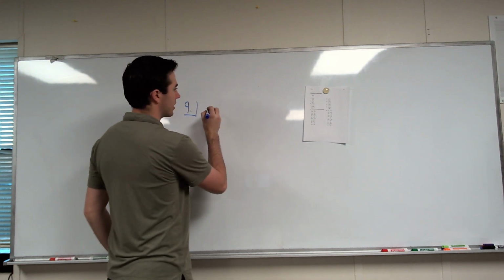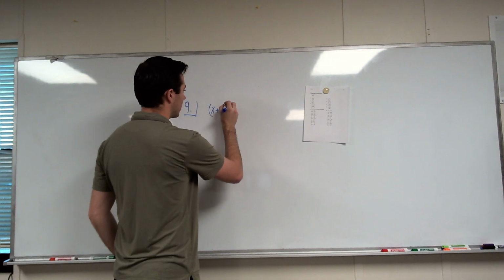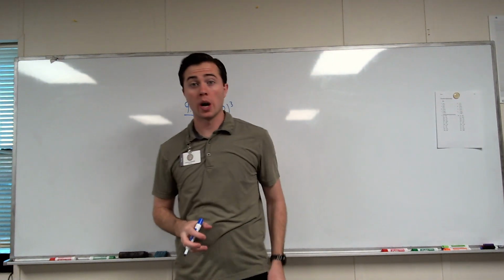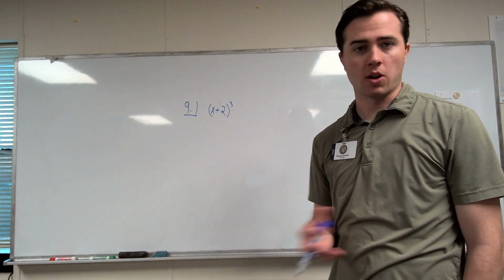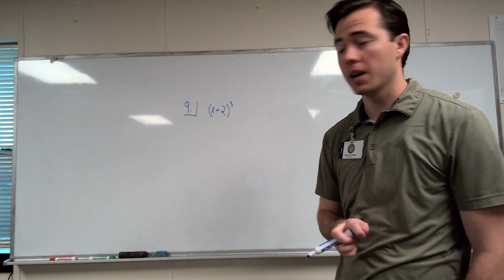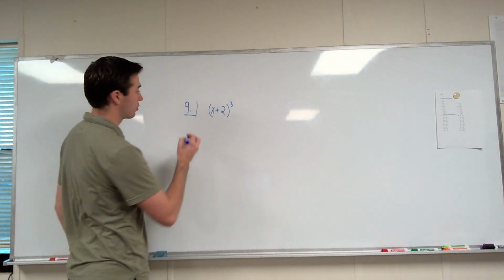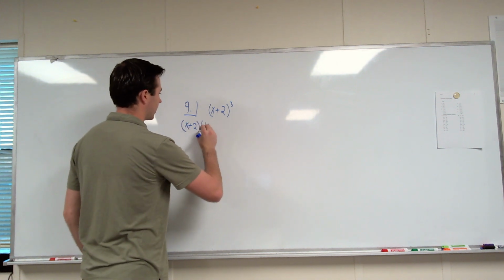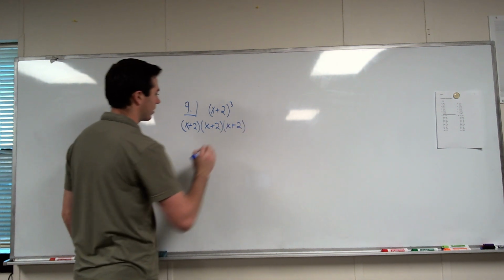Number 9 says you've got x plus 2 cubed. And you may be thinking, what on earth is new here, right? You can FOIL all day long. You've been doing this for 1,000 years. I think your approach would be to write this as x plus 2 times x plus 2 times x plus 2, right?